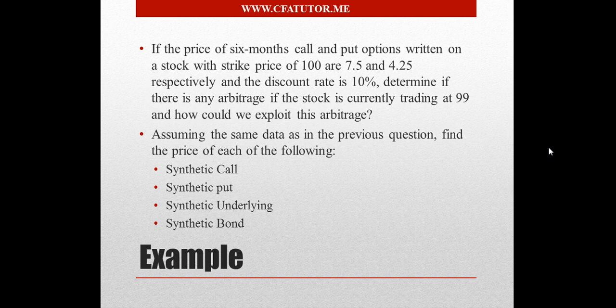So assuming the same data as in the previous question, find the price of each of the following: synthetic call, synthetic put, synthetic underlying, and synthetic bond. Basically here we will just ignore the value of the item that we're looking for. So in the synthetic call we will enter all the information that we have, except for the price of the call. All we're trying to find here is what is the right price of a call option if all the other data is given.